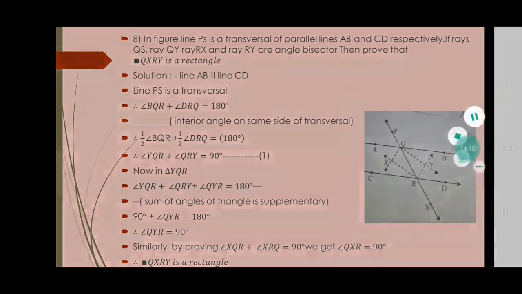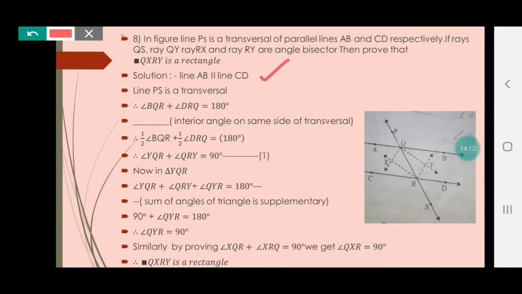Line AB is parallel to line CD. These two lines are parallel. Okay. And this PS is the transversal. So interior angles are forming at the point where the bisectors are drawn. So I'll take those two angles. The two angles are angle BQR and angle DRQ. Right. They are forming interior angles over there, and interior angles are supplementary. So angle BQR plus angle DRQ is equal to 180 degrees.